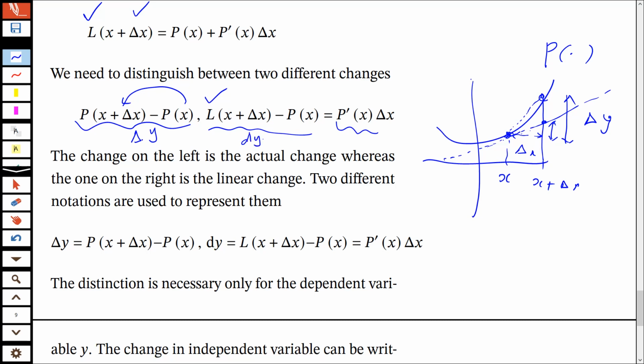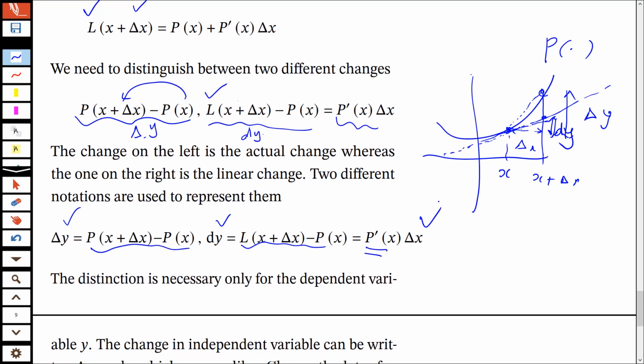So we need to distinguish between the actual change and the linear change. Here I define this as delta y, the actual change, and I define this as dy. The d just reminds me that I am only capturing the linear change, not the total change, the change captured by the tangent line. So this is dy, and that turns out to be the derivative at that point times delta x.